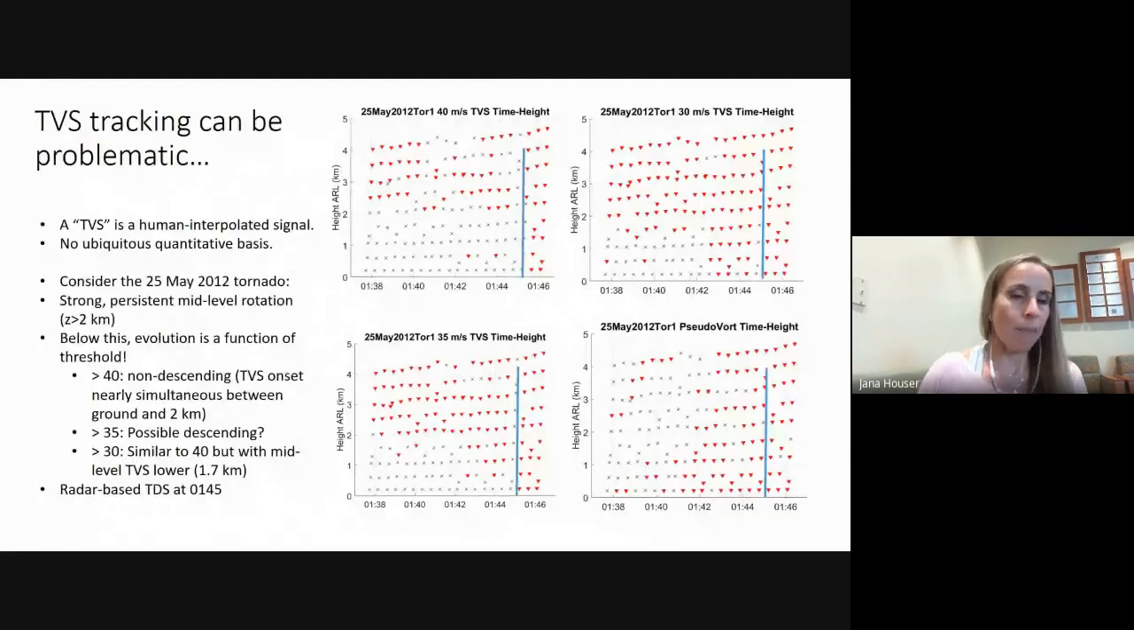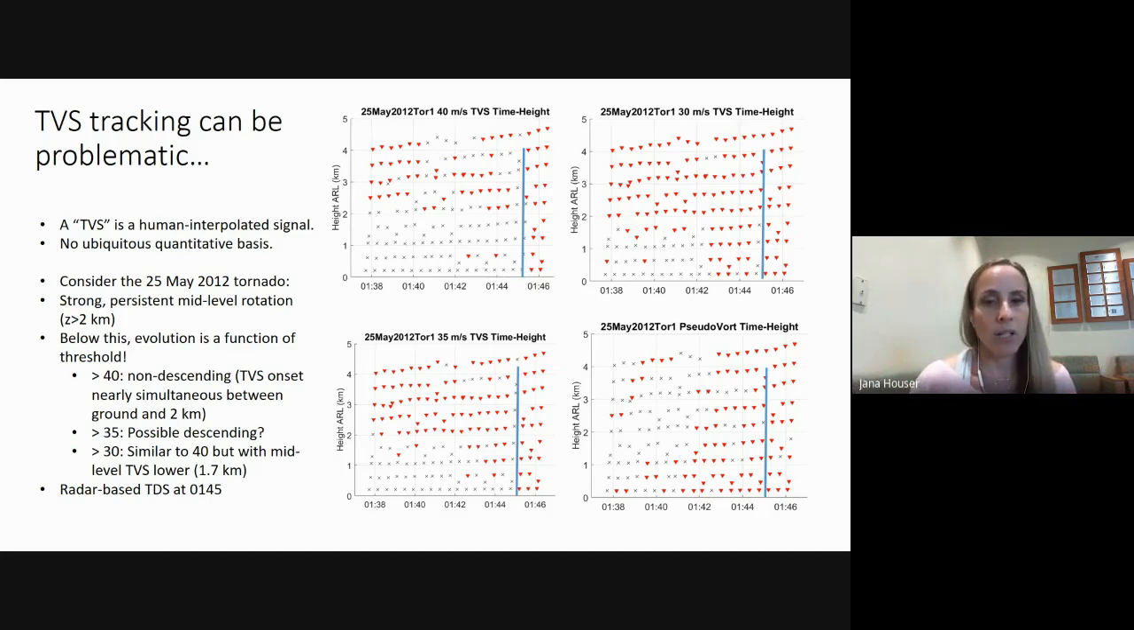Okay. However, I do want to point out that tracking the TVS itself can be a little bit problematic because there is a degree of subjectivity in here. We don't necessarily have a consistent definition for what gate-to-gate velocities should look like. For example, is the threshold 40 meters per second over a distance of less than 2 kilometers? If you apply that, sometimes you get larger scale rotation than what the tornado actually is. So there's some problems.